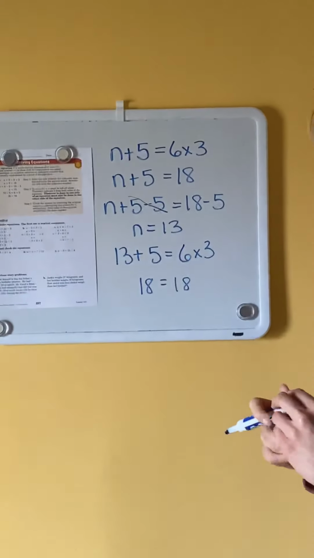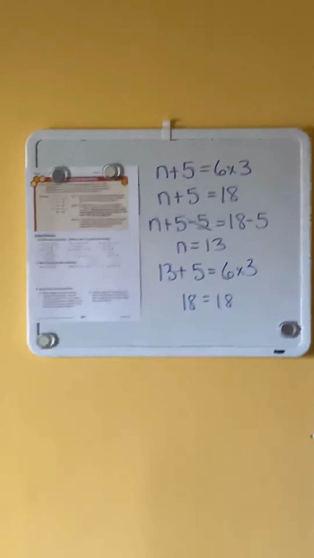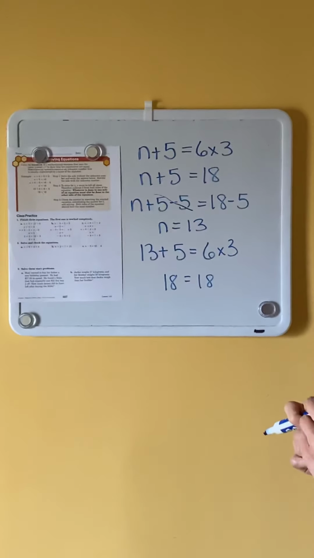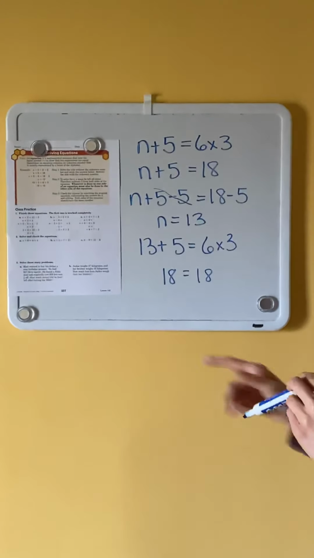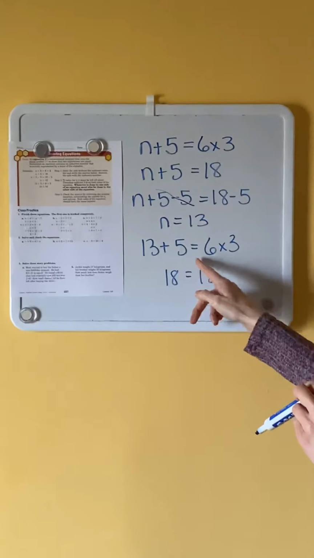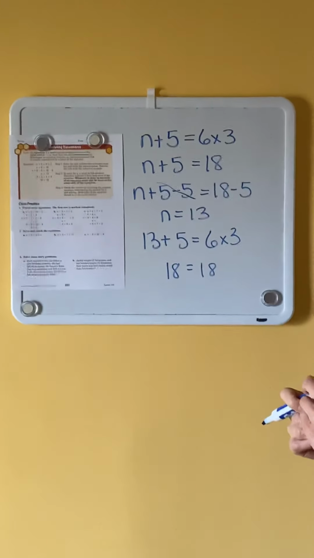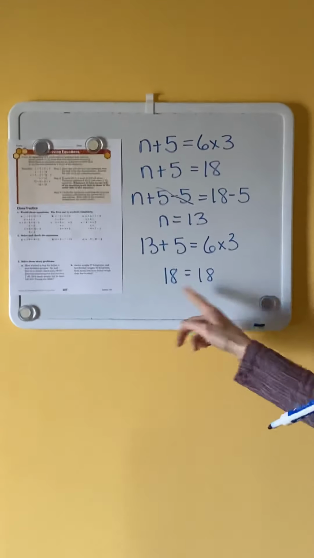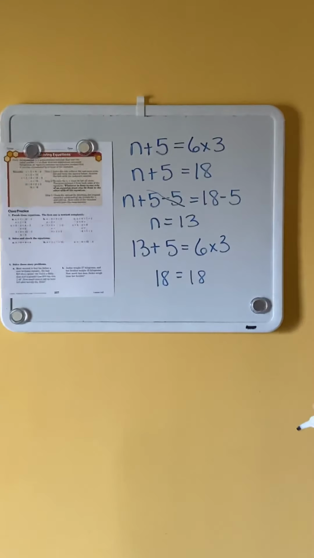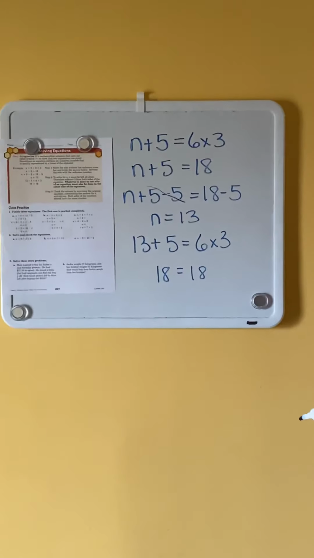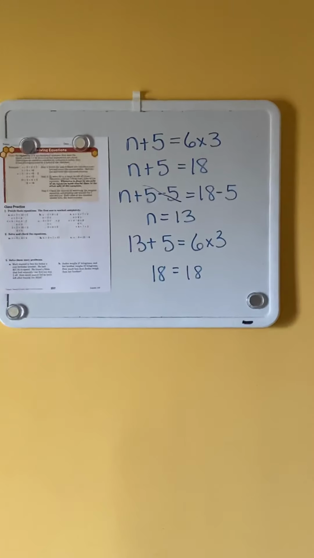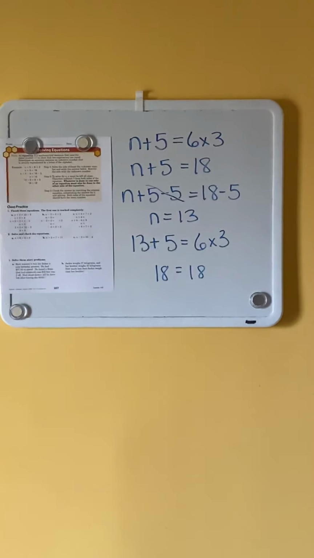Now, step 3, we have to check our answer by rewriting the original equation and substituting our number in place of n. So because n equals 13, we're going to put that back into our problem. 13 plus 5 equals 6 times 3. When we check, we want to have both numbers at the bottom be the same. So we know that 13 plus 5 equals 18, and 6 times 3 also equals 18. That's how we know that our equation is correct and that we've checked it correctly.